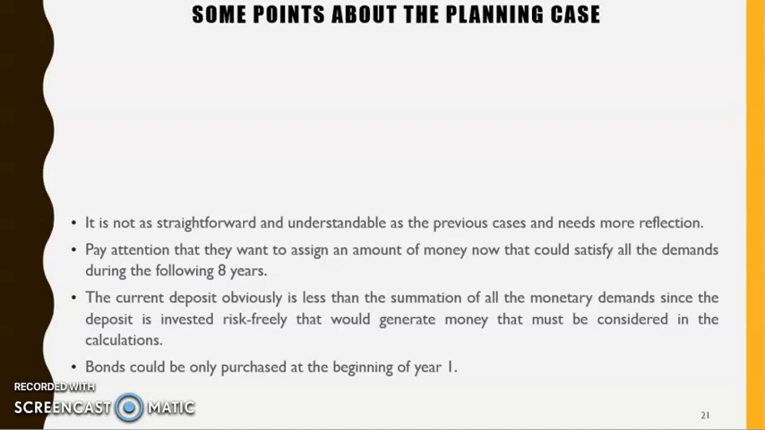The current deposit, and I told you about the delicate point here, obviously is less than the summation of all the monetary demands, since the deposit is invested risk-free and would generate money that must be considered in the calculation. Because in activity 1, if you remember, since there was no interest, we very easily summed up the costs and came up to 500 for activity 1. But here it says that the summation of all the cash flows that we have, that is here.